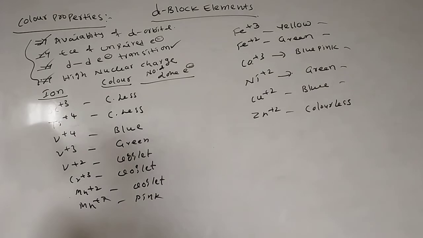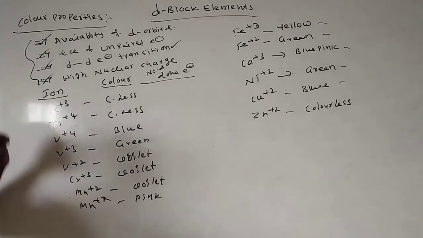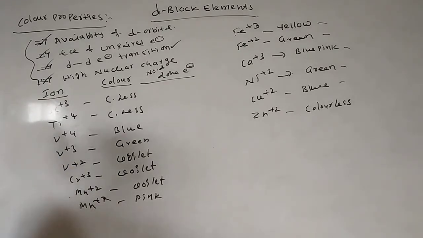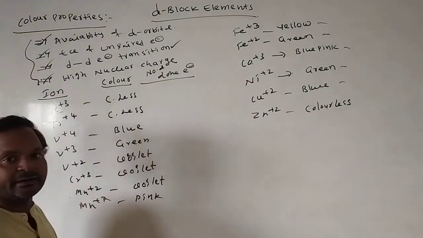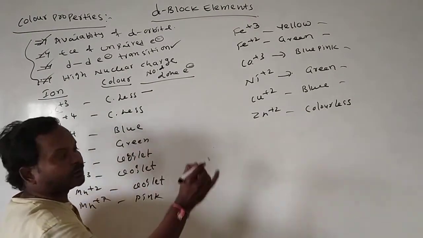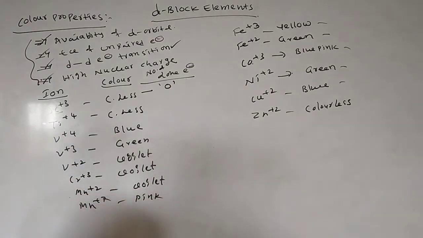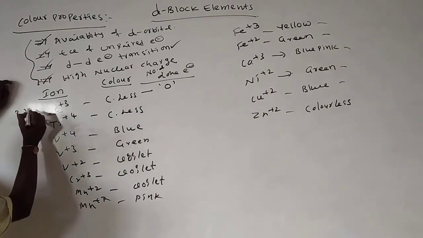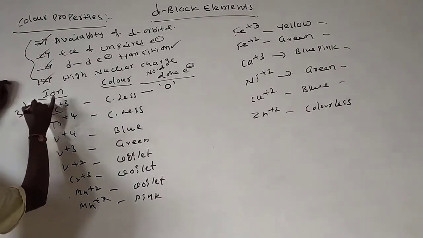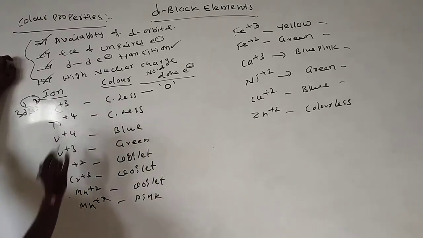First, all that are colorless should contain paired electrons or have unavailability of d orbitals. For example, scandium atomic number 21, 3d1, 4s2. Remove 3d1, 4s2 means 0 unpaired electrons. Remove 3 electrons. So 0 unpaired electrons. That's why it is colorless.